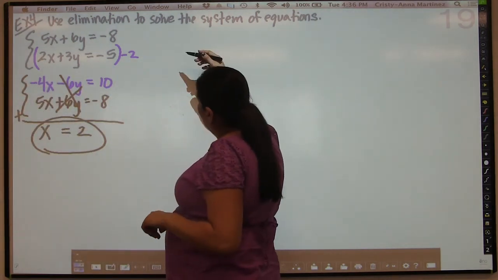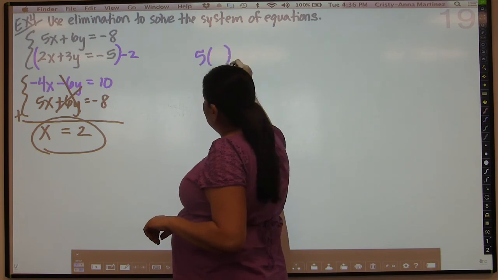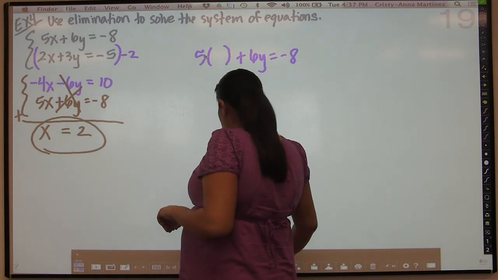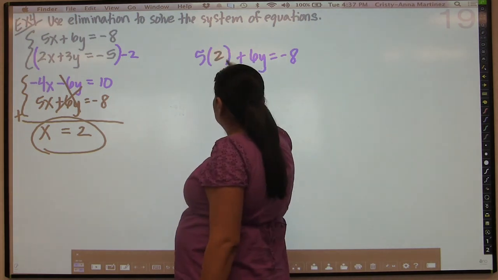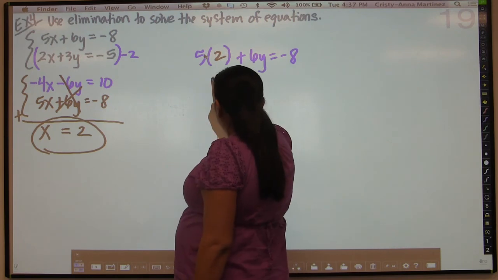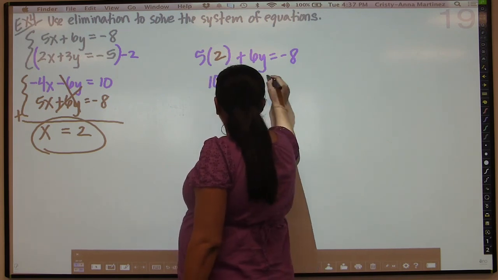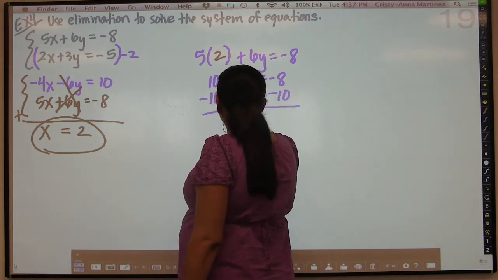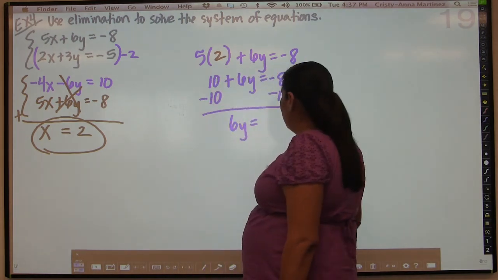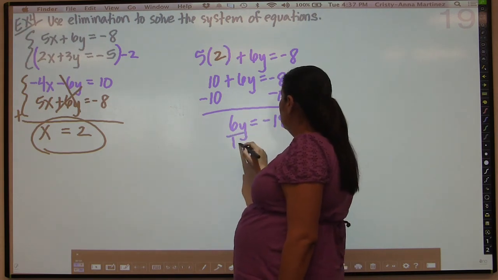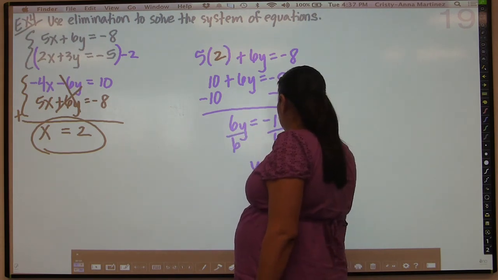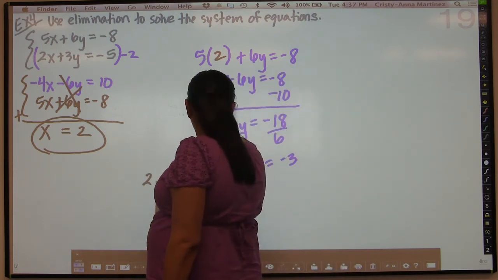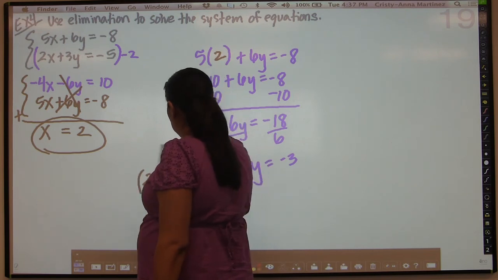Then I'm going to go to my original equation, 5 times x plus 6y equals negative 8. And since I discovered over here that x equals 2, we replace the x with a 2. And then you get 10 plus 6y equals negative 8. Subtract 10 on both sides. 6y equals negative 8 minus 10, which is negative 18. Divide both sides by 6, and y equals negative 3. So our solution today will be x is 2, y is negative 3.